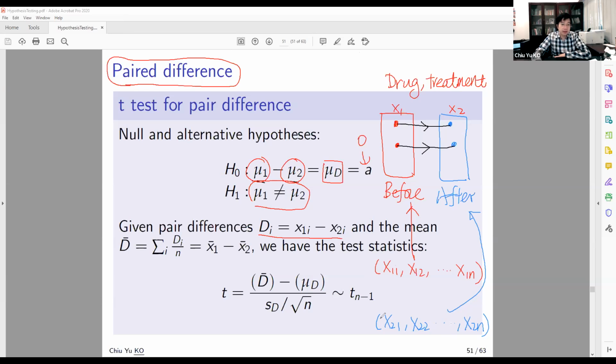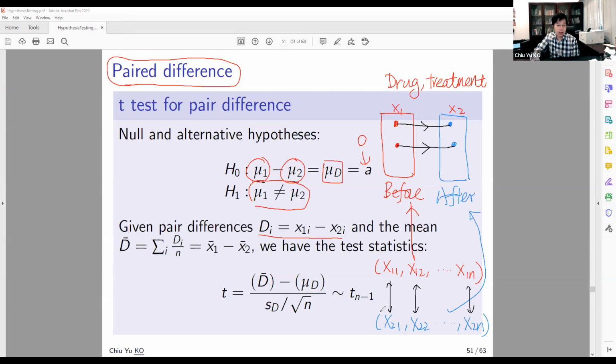And what you do is, instead of using them separately, you take a difference. Each pair takes a difference. It doesn't matter who subtracts from what, as long as it's consistent. Here I use before minus after, because the null is 1 minus 2. But you can reverse it, it doesn't really matter. And the sample mean will be the average of those differences.